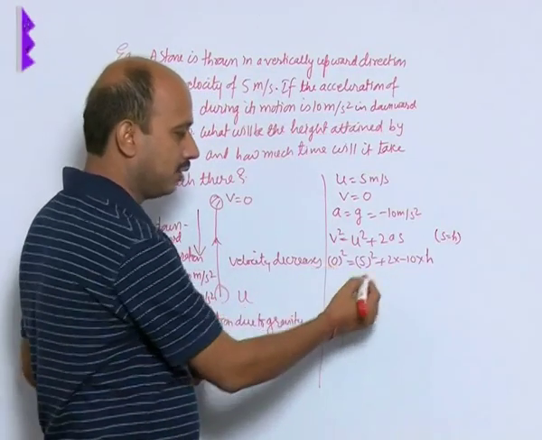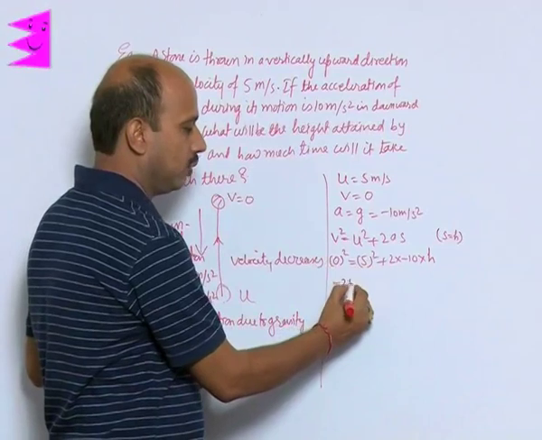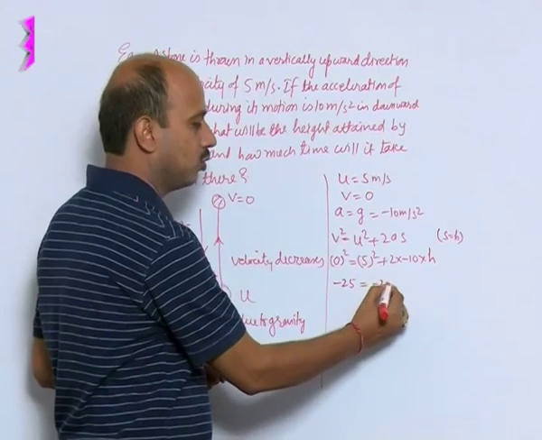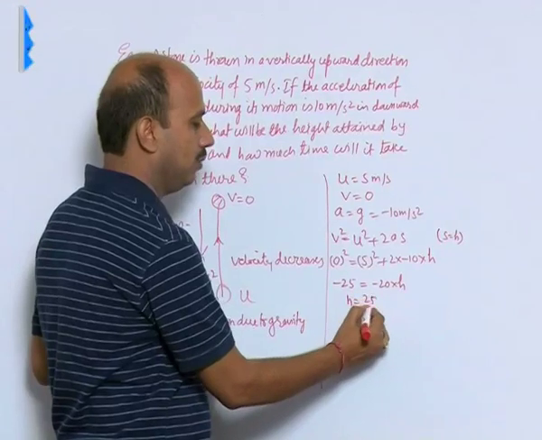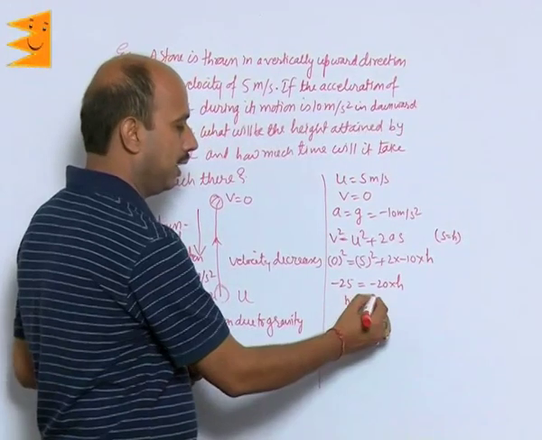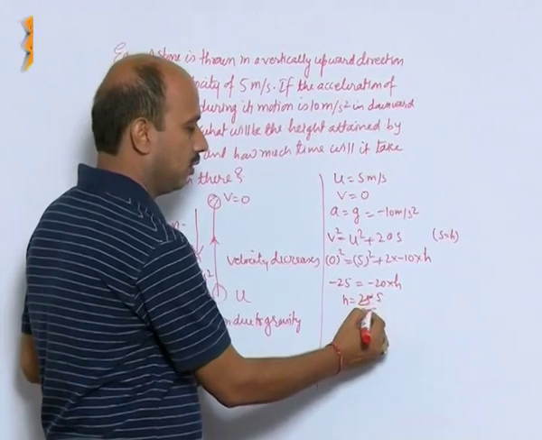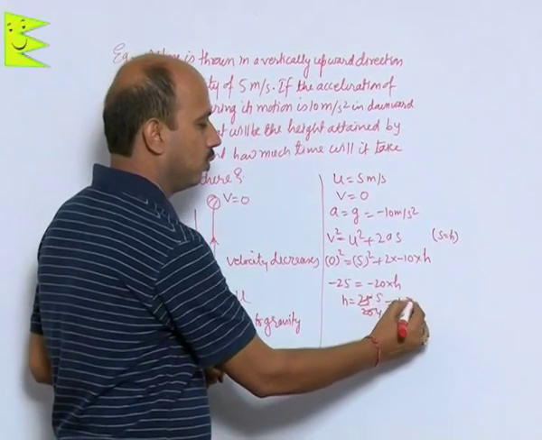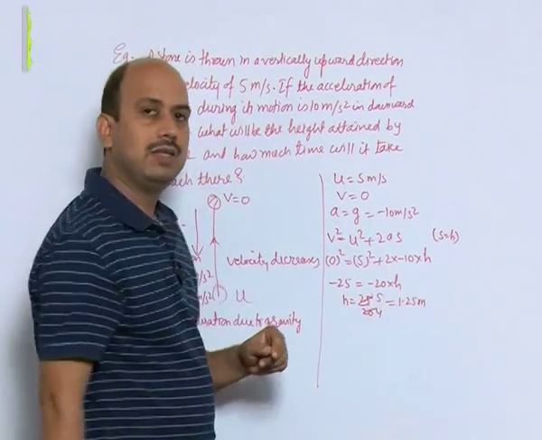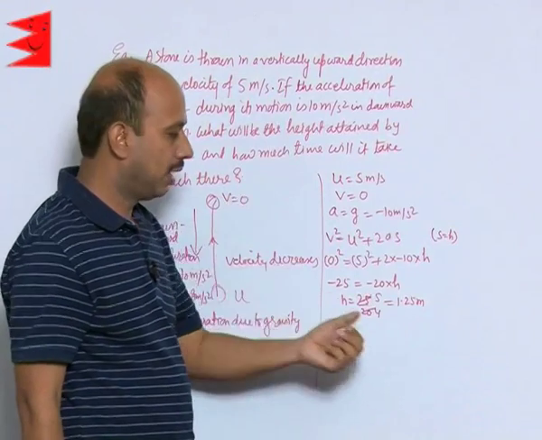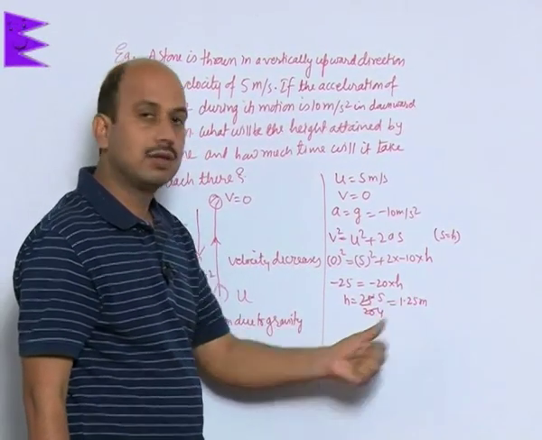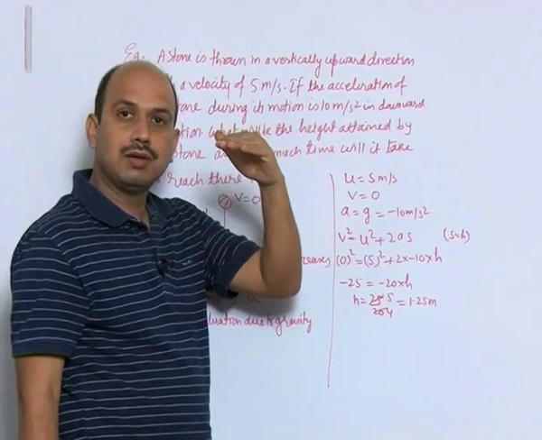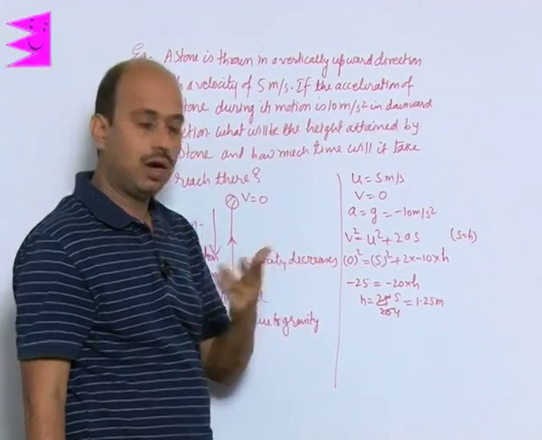Now we can solve it. Here, minus 25 is equal to minus 20 into h. So h is equal to 25 by 20, that you will be getting here 1.25 meter. It means the body will go to a maximum height of 1.25 meter. At 1.25 meter height, the body will come to rest momentarily and then it will start coming down.